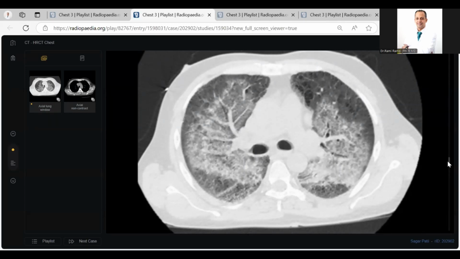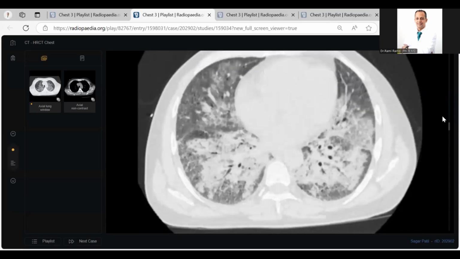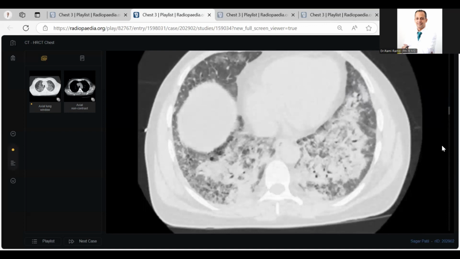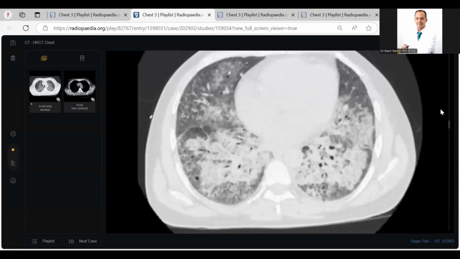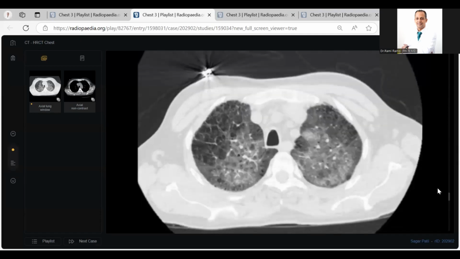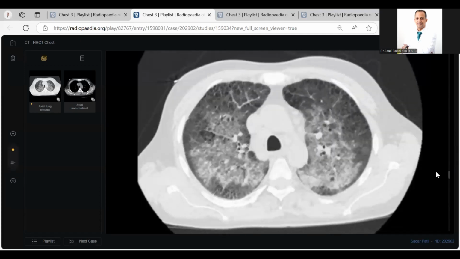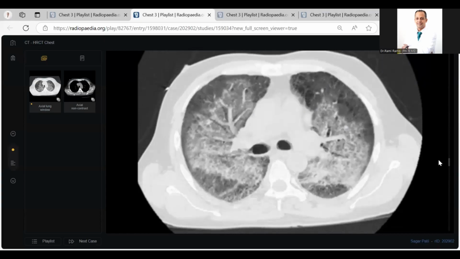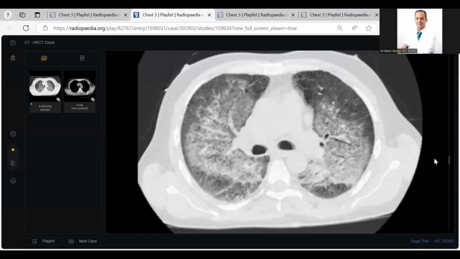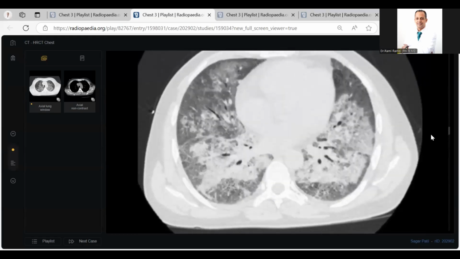In my routine practice, I would like to look at the mediastinal window images also, and I do not see any pneumothorax. I would convey my findings to the referring physician and would like to correlate this with the CD4 counts of the patient, and would refer this patient to a pulmonologist for further workup.